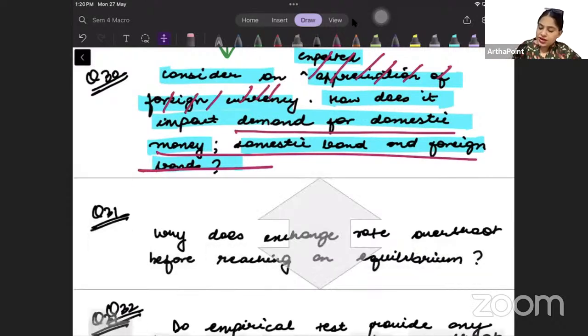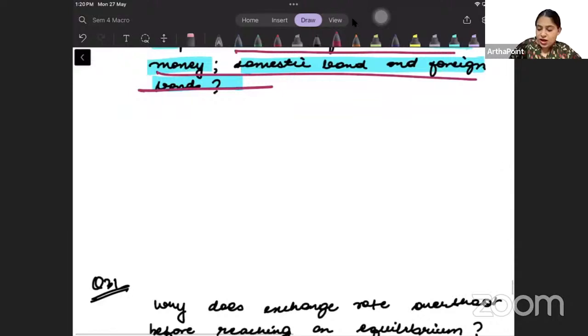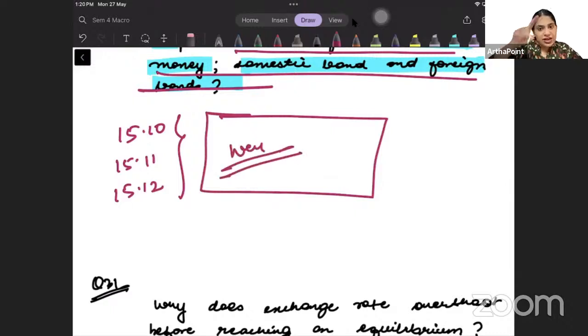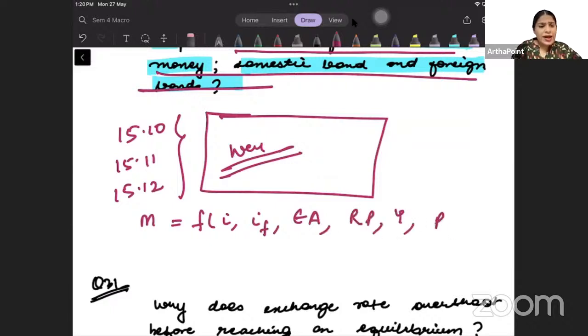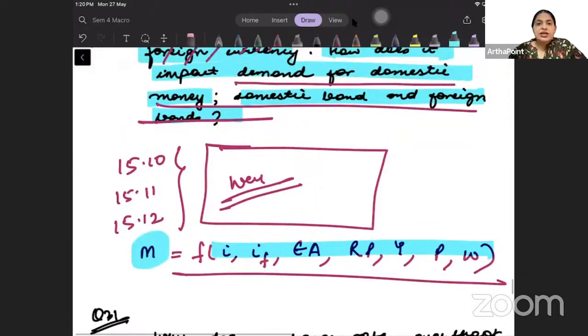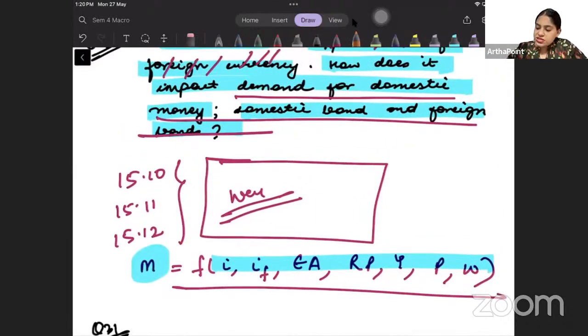So you need to go ahead and remember this well. Here, if you go to equation 15.10, 15.11, 15.12, you have to do all three equations very nicely. Whatever factors are given, you know M is a function of interest rate, foreign interest rate, expected appreciation, risk premium, Y, P, W. With all these factors you have to remember how each is going to impact M, right? So you need to go ahead and do all these factors.